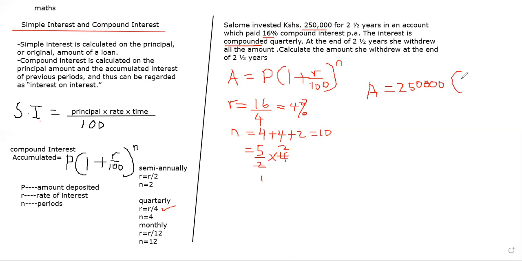Into 1 plus R. R is 4 over 100. Now we don't use 16 because we are calculating for each period.